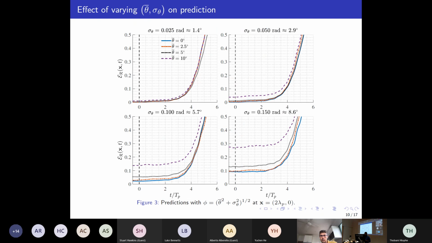Here I'm showing the effect of varying the mean wave direction and the spreading on the prediction. This is a very small spreading, 1.4 degrees, and I'm varying the mean direction between 0 and 10 degrees. This is pretty much long crested waves. As you increase the spreading, you can see that there is a significant effect of the varying mean wave direction, and so on, up to 8.6 degrees. You can see that when it is 10 degrees away from the prediction point, the errors increase significantly.